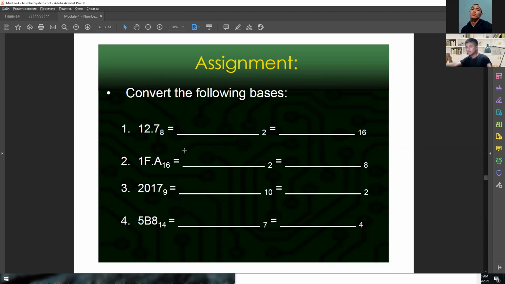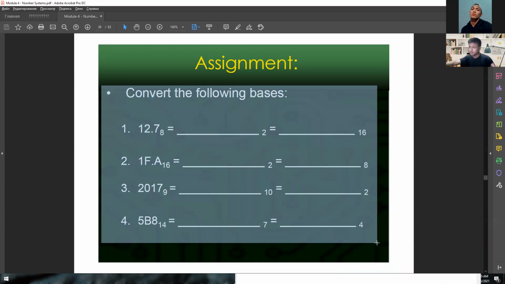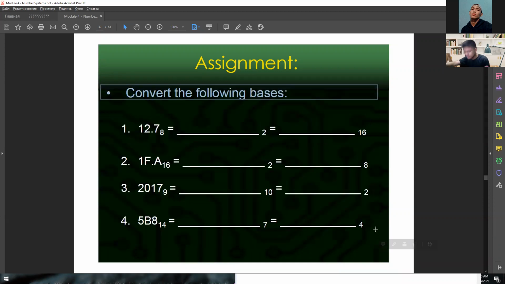Supposedly this will serve as your assignment if we are in a face-to-face method. Since we are in ODL, I will not give this one to you as your assignment. I'll just leave this as your practice. You don't need to do this one. This is not a requirement for you to finish. It's just a practice to enhance your conversion method from octal to binary and bring it back to hexadecimal, hexadecimal to binary, and then binary to octal, etc.